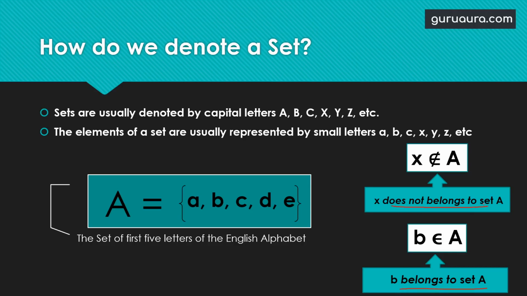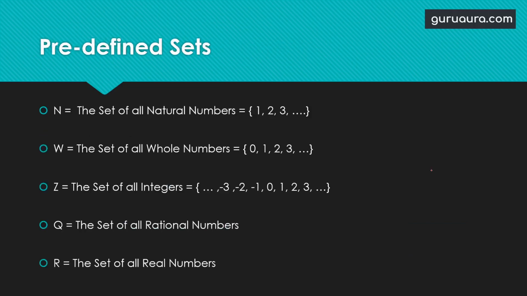These 2 phrases, belongs to and does not belong to, are denoted by using the Greek symbol epsilon. There are a few predefined sets, so we reserve some letters for these sets as listed below. N for the set of natural numbers, W for the set of whole numbers, Z for the set of integers, Q for the set of rational numbers and R for the set of real numbers.